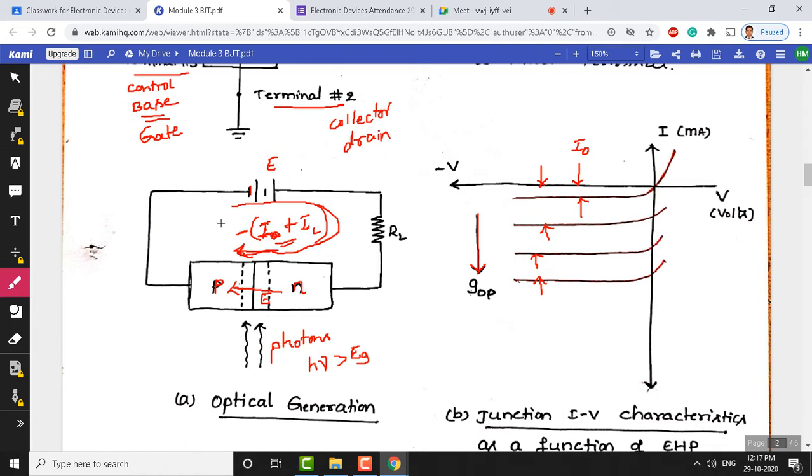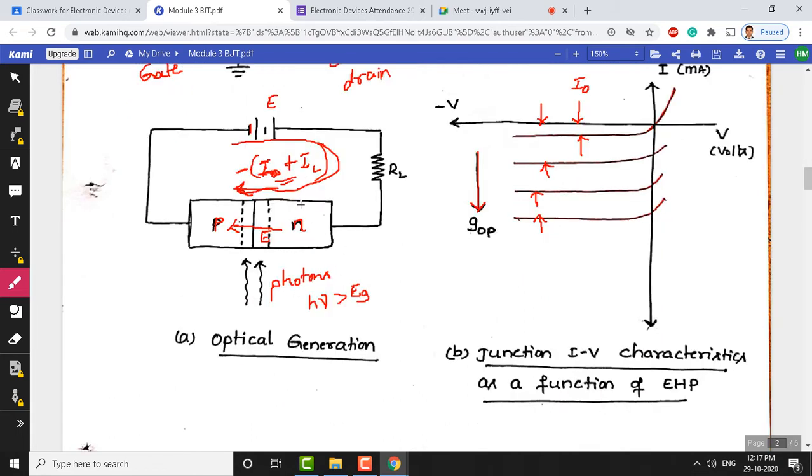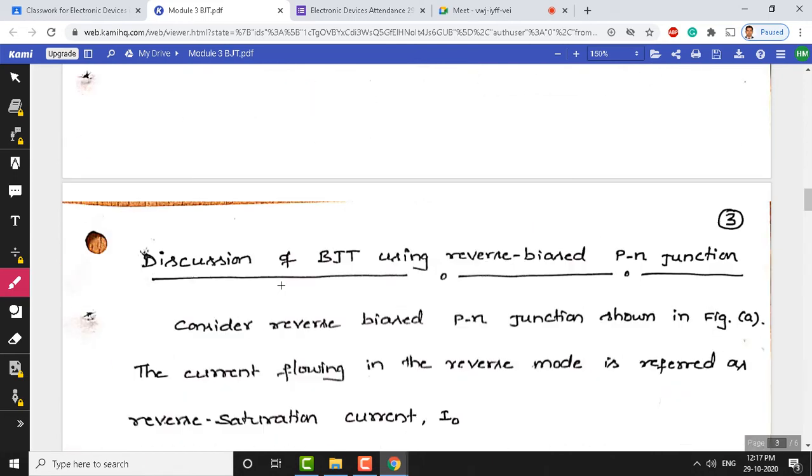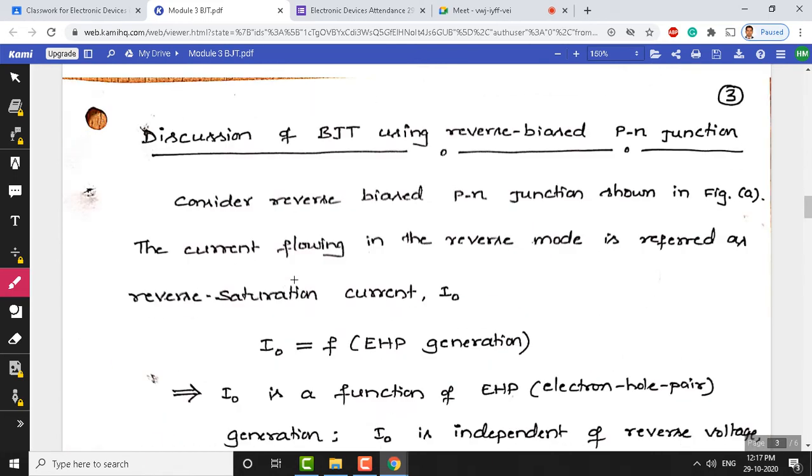And I explained to you the operation of this because I am going to link this with the bipolar junction transistor. Let us see how we establish a relationship with the bipolar junction transistor here. Now, let us come back to the bipolar junction transistor. So, this topic is a discussion of the bipolar junction transistor using a reverse biased PN junction.